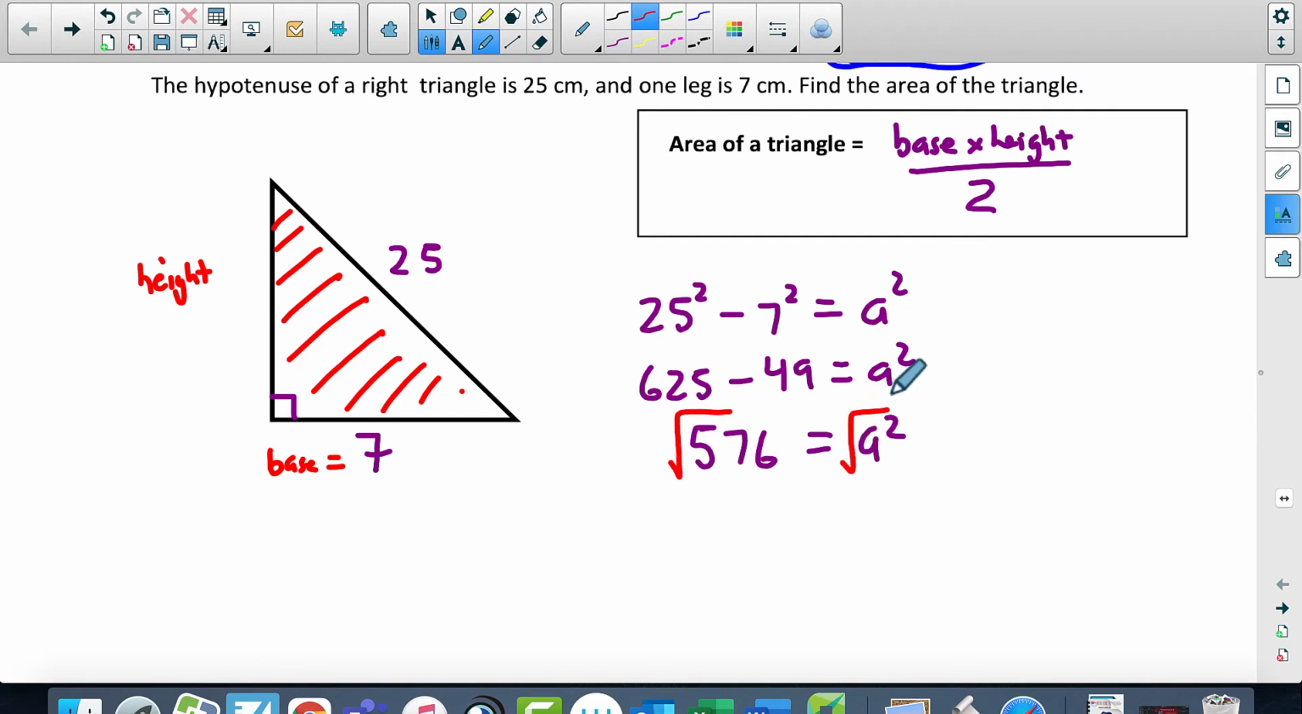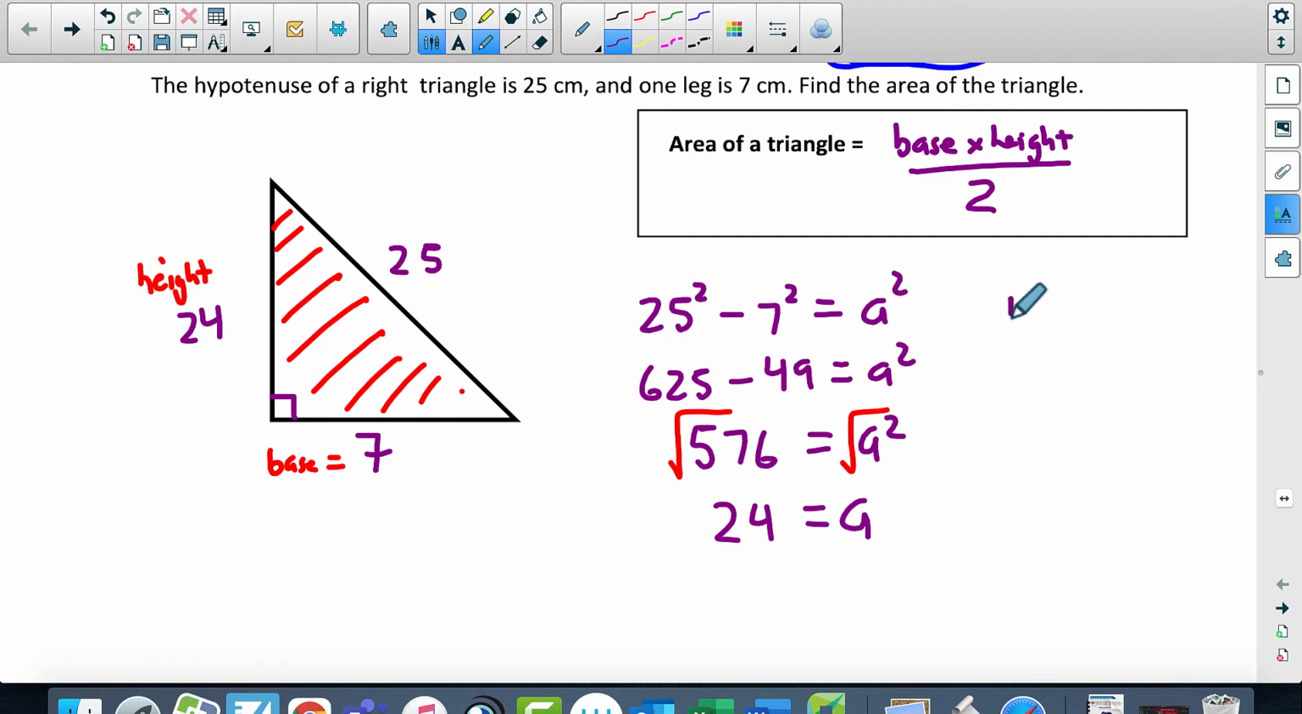I believe we have another Pythagorean triple, all these nice whole numbers here. The square root of 576 is 24. So 24 equals a. Now, I know that feels good to get the answer, but remember, you're not done. All you've found so far is that the height is 24. But we want to find the area of this triangle. So remember how to do it?